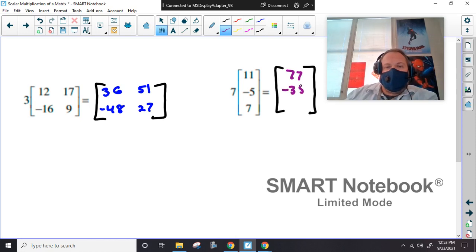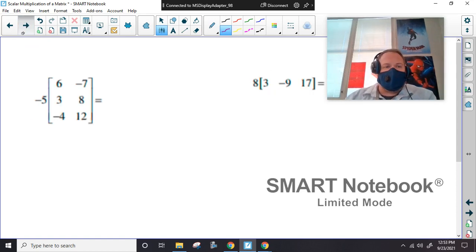77, negative 35, and 49. All right. Now, I think there's 2 more at the bottom of the front. We're not going to do that. Let's look at this, okay? I want to kind of get you started on that. It's okay, these are the 2 we're skipping.